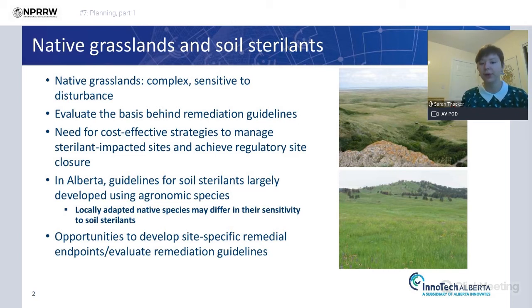In Alberta, the historical use of soil sterilants continues to cause major reclamation challenges today. And in our province, the guidelines for soil sterilants, these would be our Tier 1 remediation guidelines, were largely developed using agronomic species. And so there's some uncertainty regarding how native species and native prairie species would react to sterilants. Are they more tolerant or more sensitive than the agronomic species? And so this opens up an opportunity to look at possibly developing site-specific remedial endpoints or potential alternative guidelines for native species and soil sterilants.